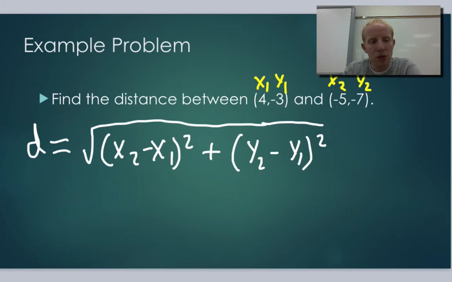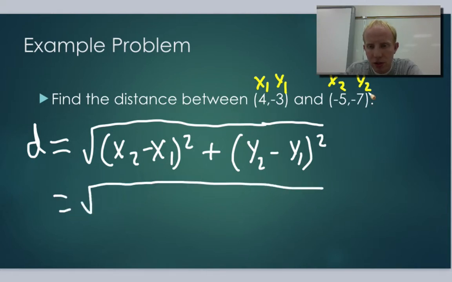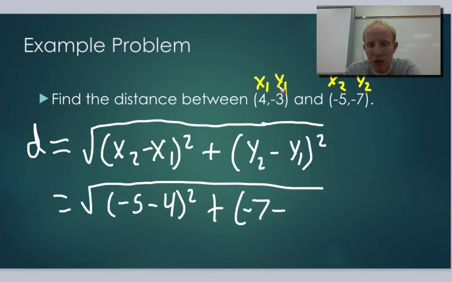Okay, so we just replace those in the equation, so it's equal to the square root of x2, which is -5, minus x1, which is 4, squared, plus y2, which is -7, minus y1, which is -3, or plus a +3. Okay, minus a negative is the same as plusing a positive. Okay, squared. So now all you have to do is just simplify this out.